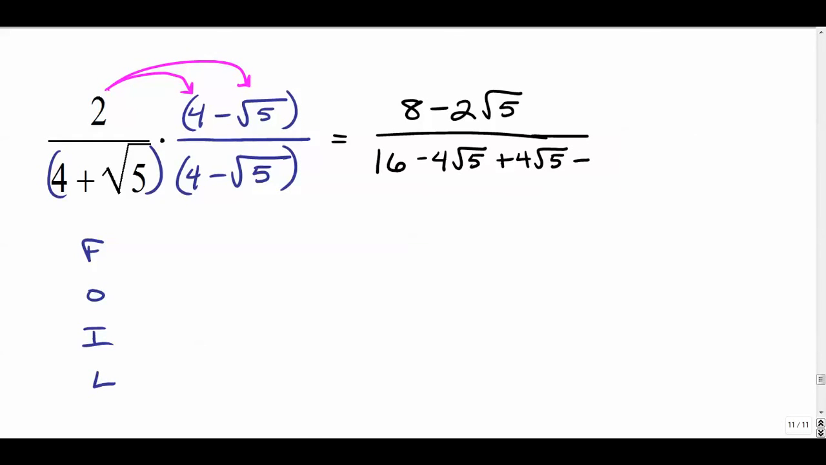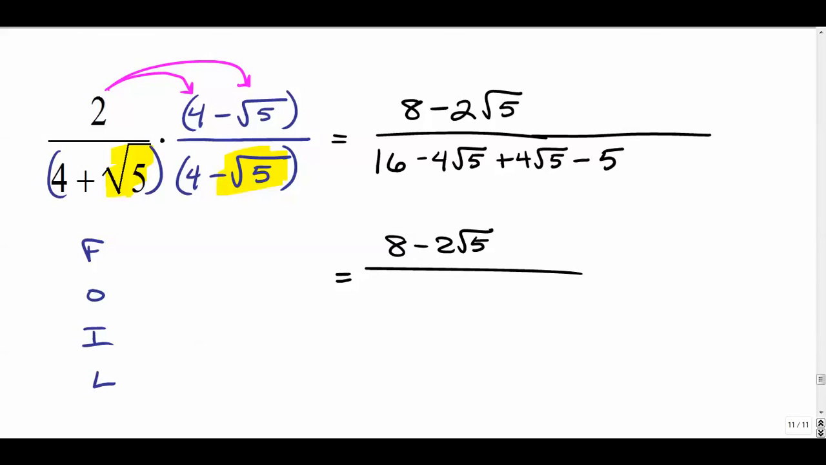And the last times the last, let me highlight these. This is the last, this is the last. When you multiply those together, you get negative radical 5 times radical 5. But I think we already just said a few minutes ago that radical 5 times radical 5 is just 5 without the radical. Alright, so that's kind of a crazy thing, but it's really easy to simplify.